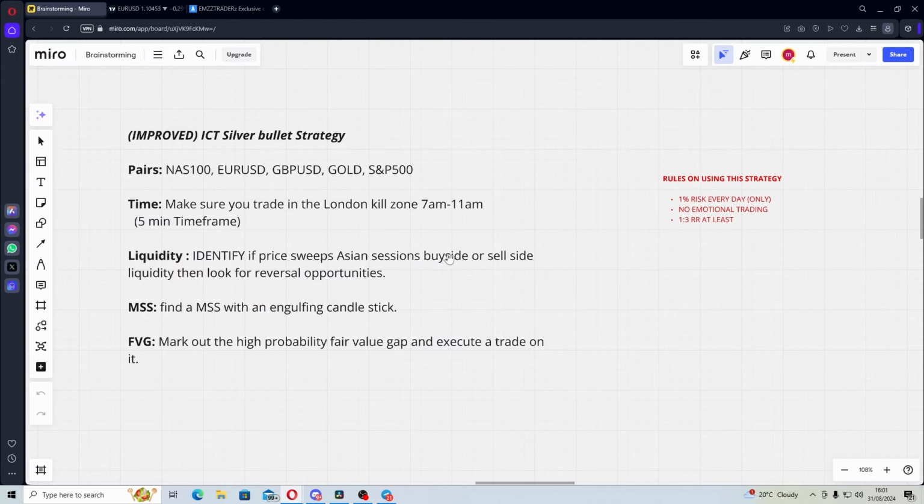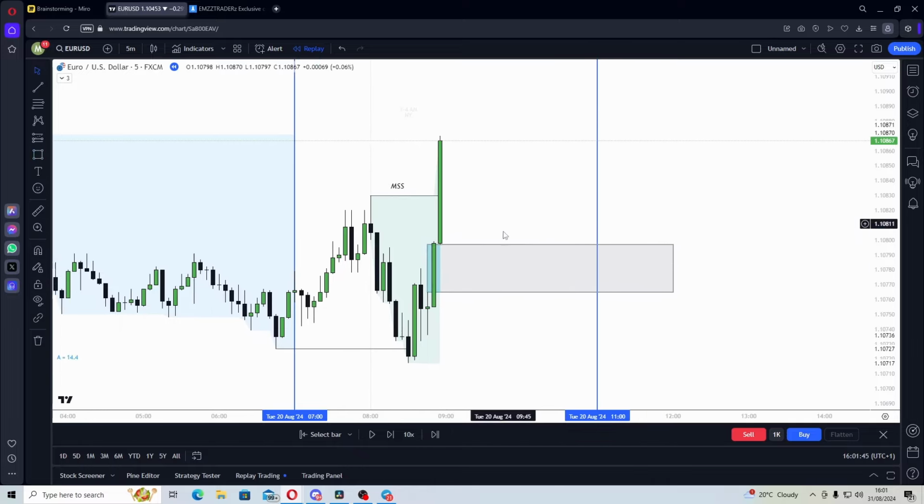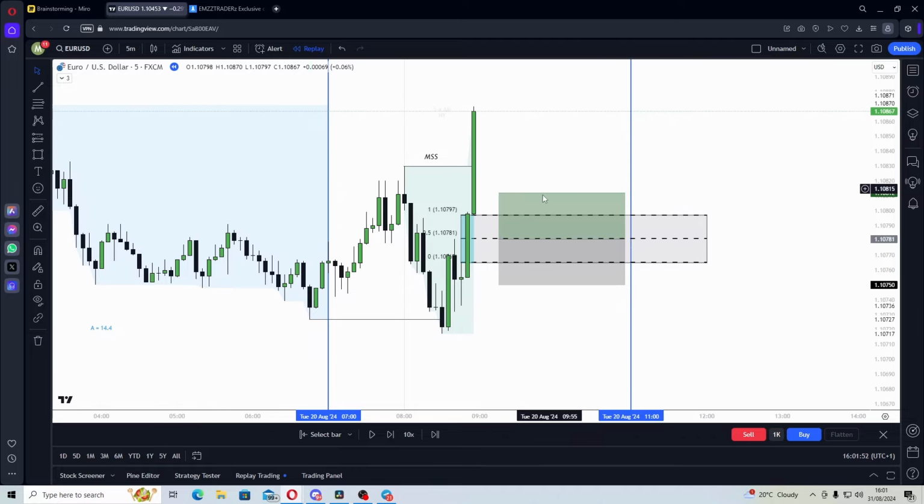The last thing I need to do now is mark out a high probability fair value gap and execute the trade on it. You can see the blue highlighted area. This is my secret indicator that I'm using. It just marks out the best FVGs with the highest probability of winning. So you mark out the fair value gap, and all we need to do now is enter off the 50% zone of this. I'm going to use my Fibonacci tool to place this, and all you need to do is set a buy limit right here and trade off of it.